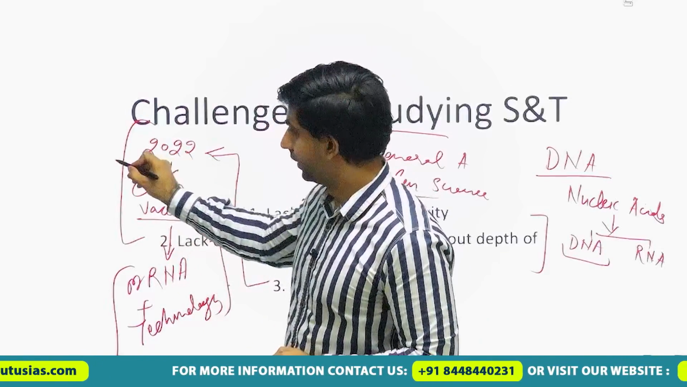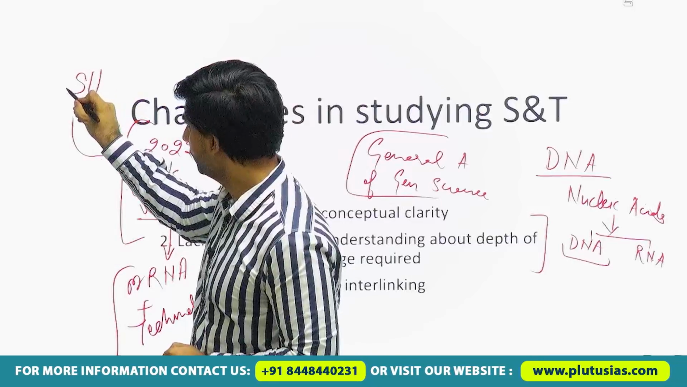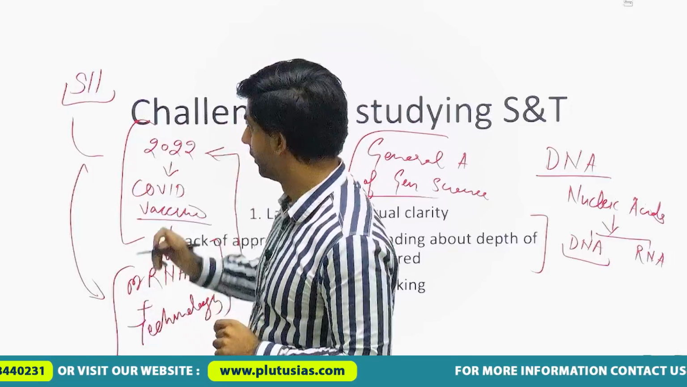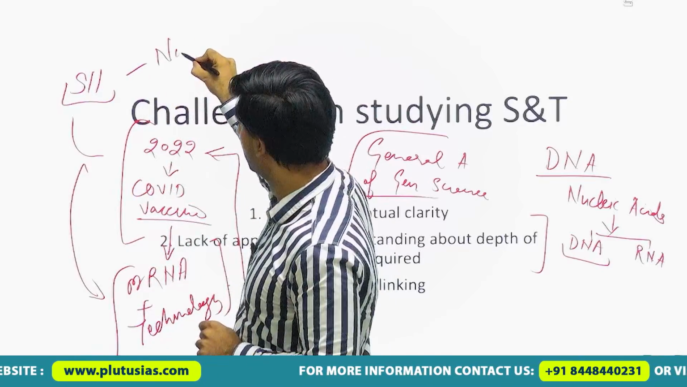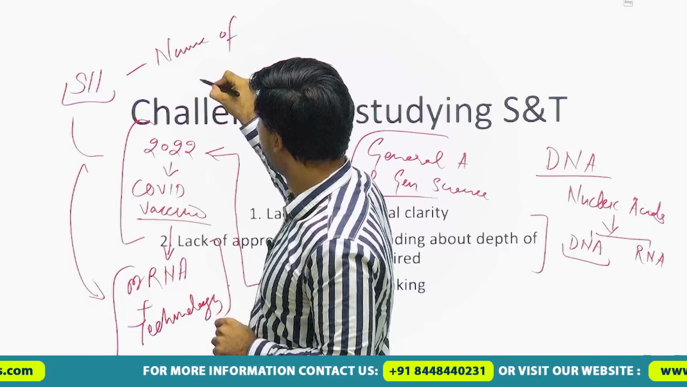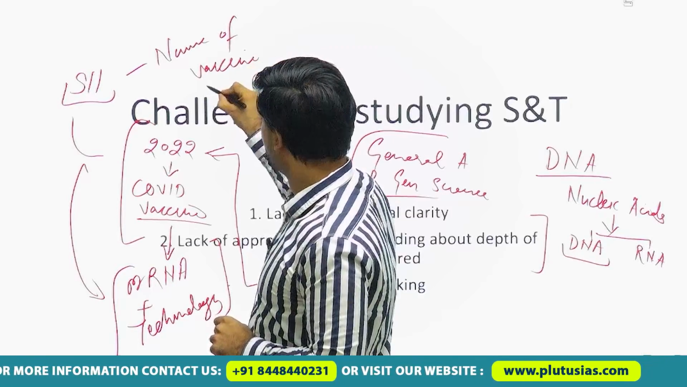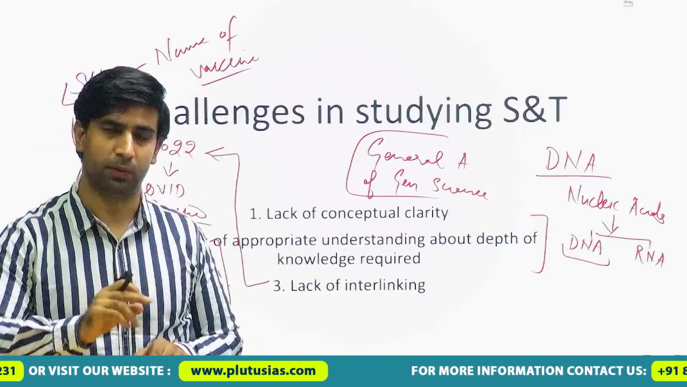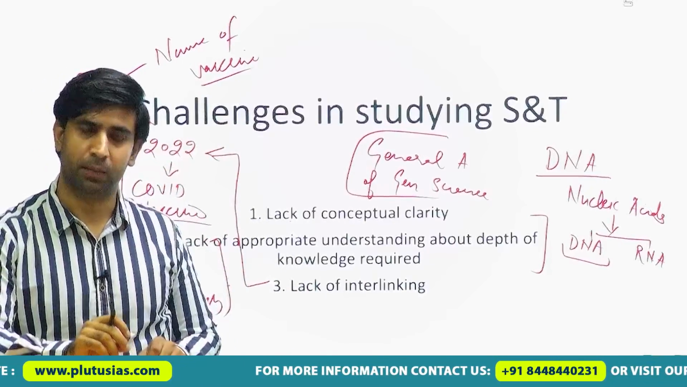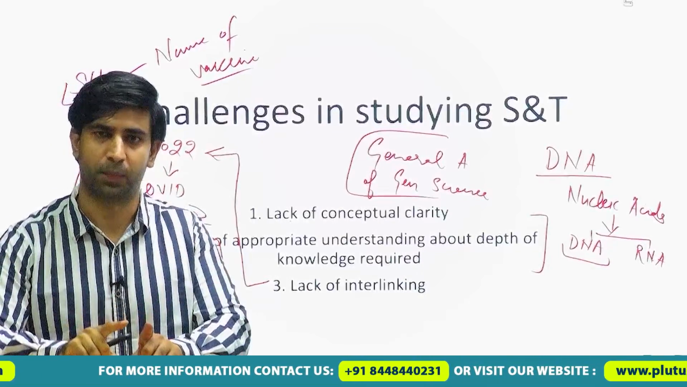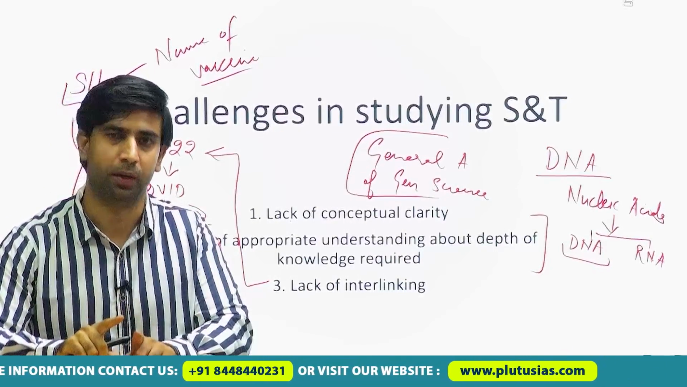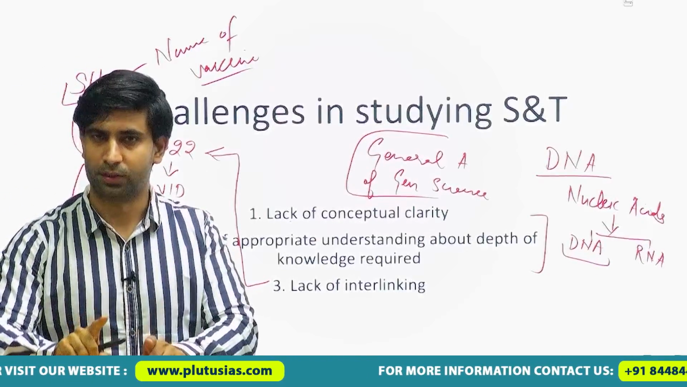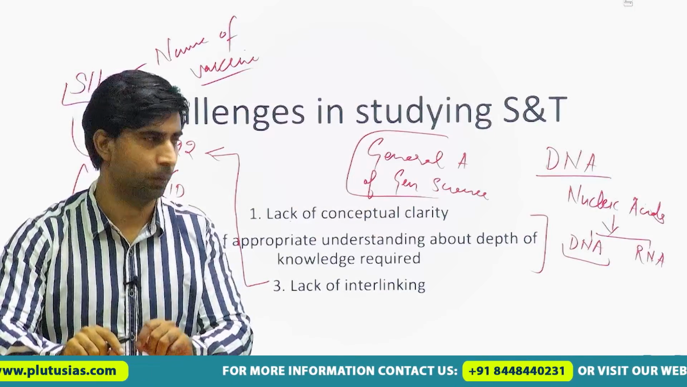What does it require? Whether Serum Institute of India used the same technology, that is one part. Second, the name of the vaccine of the Serum Institute. Without these two added pieces of information, you will not be able to solve this question. That's why I am telling you the linking of the static part with the current affairs part is very important. And in our classes, we will be linking both these parts so that you will understand and be able to solve the question in the exam hall.